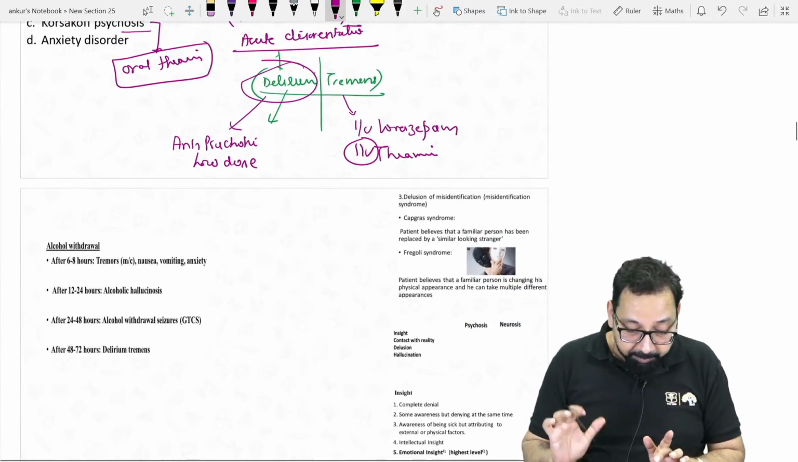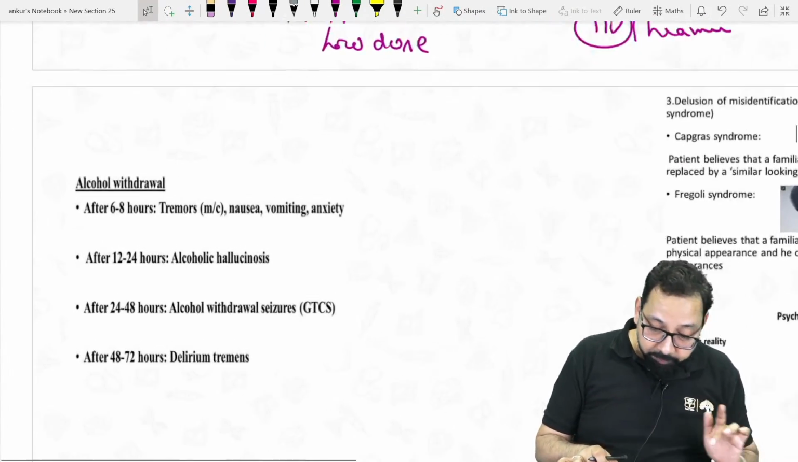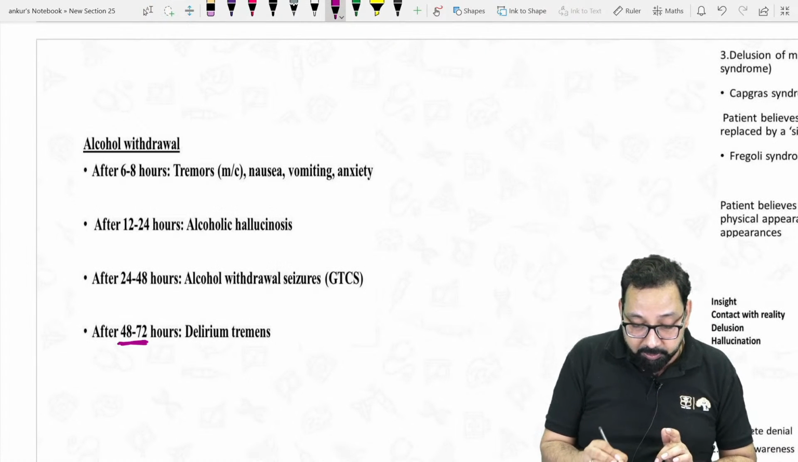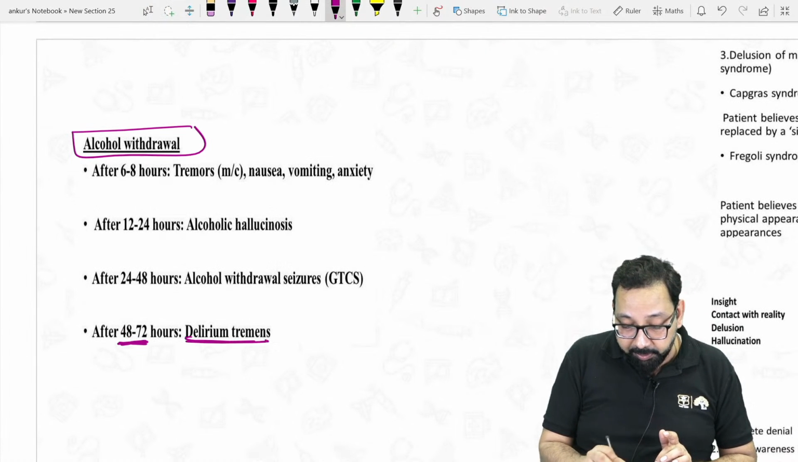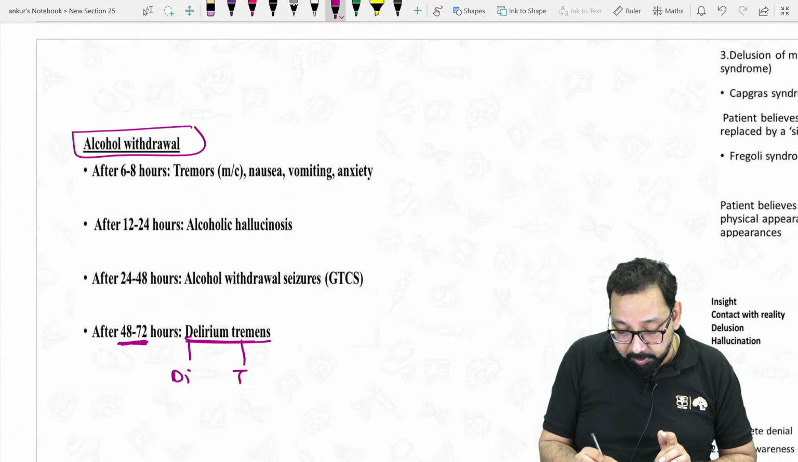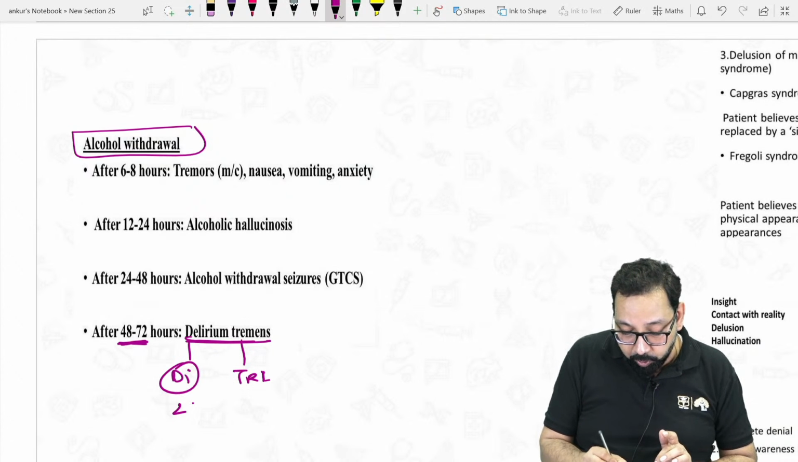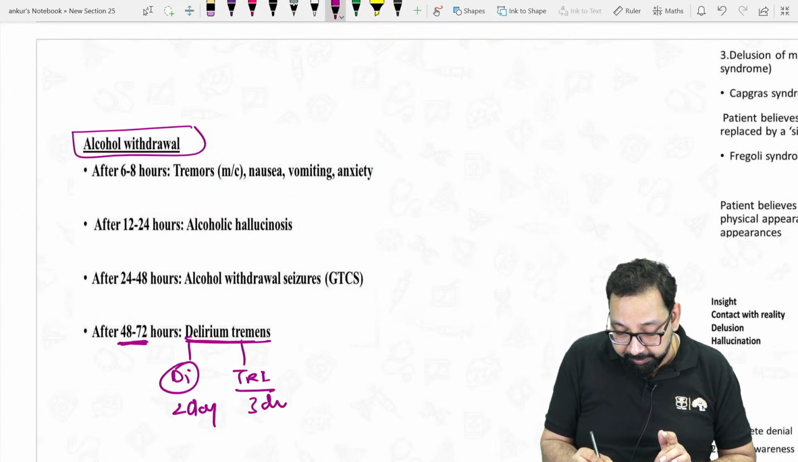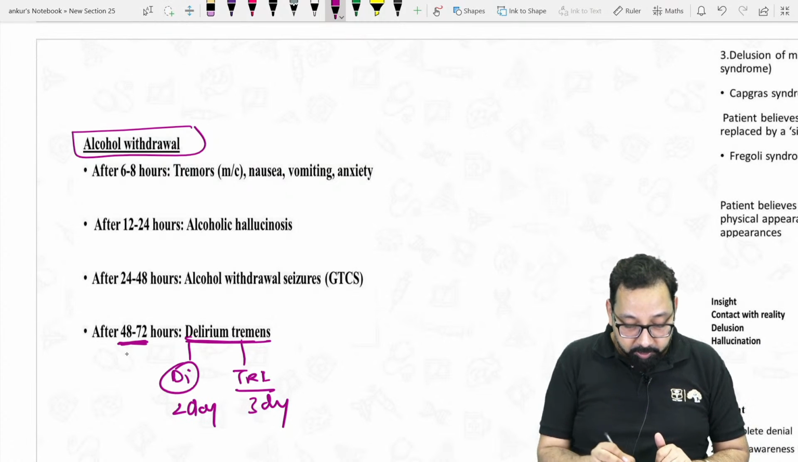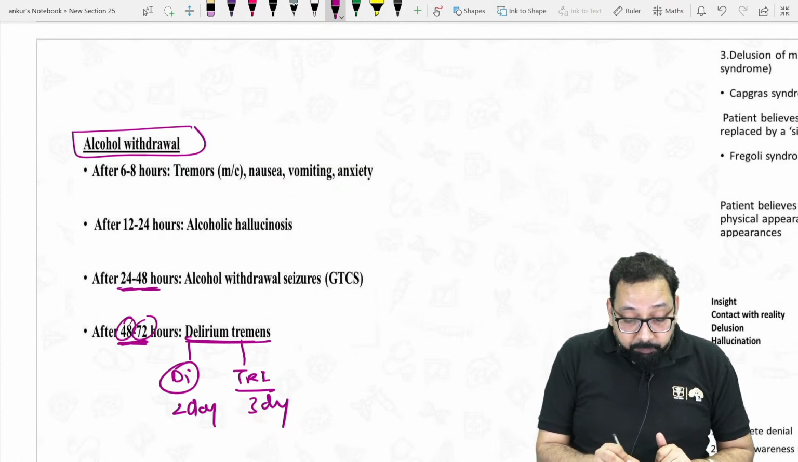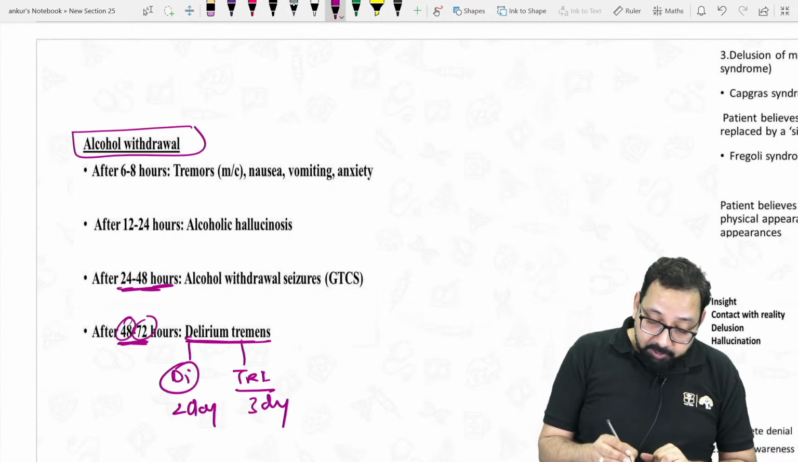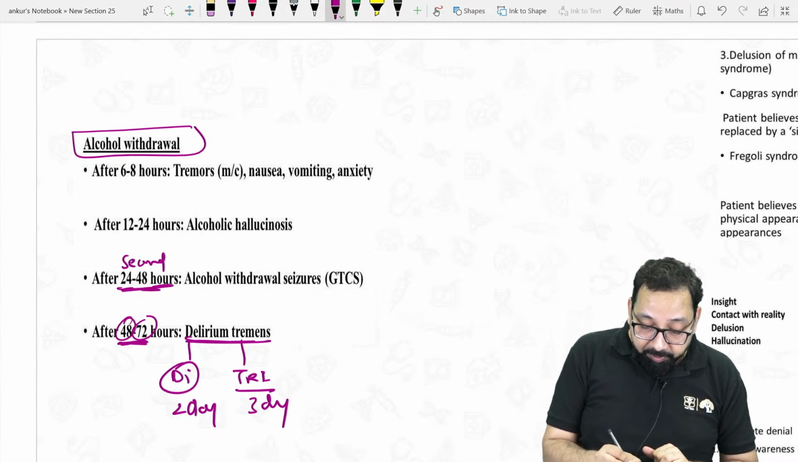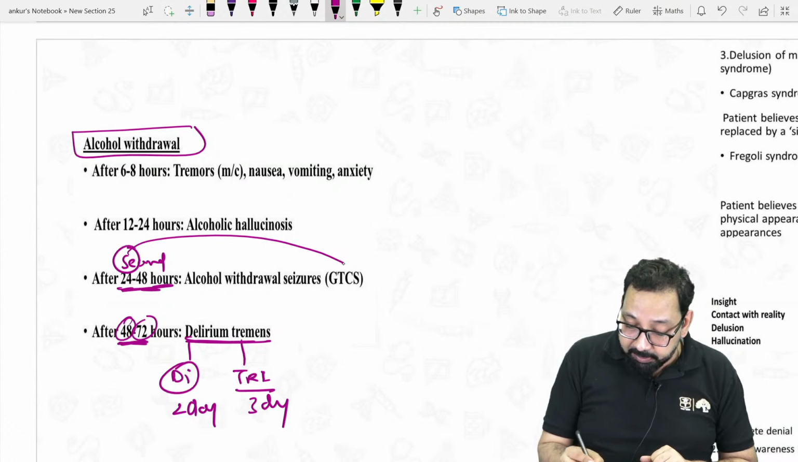Very good. Thiamine is vitamin B1. Now, as you told, 48 to 72 hours, alcohol withdrawal, delirium tremens. Try: Di means 2 days, try means 3 days. You can remember. Yes. 24 to 48 hours, sometimes we say second day. SE for second, SE for seizure.